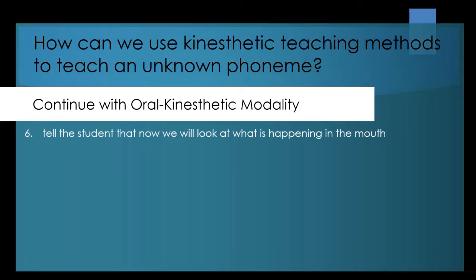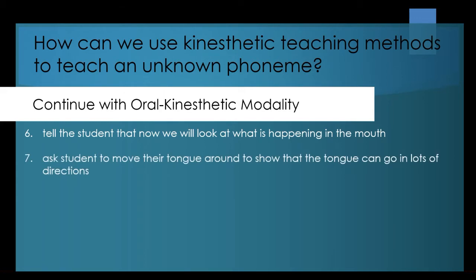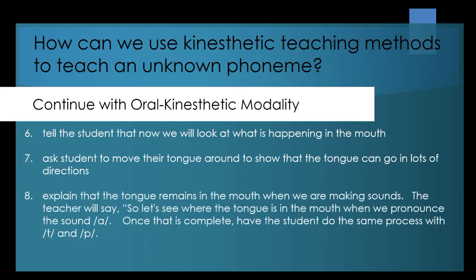We'll tell the student that now we want to look at what is happening in the mouth. Ask the student to move their tongue around to show the tongue can go in lots of different directions. Explain that the tongue remains in the mouth while we're making sounds, and say, so let's see where the tongue is in the mouth when we pronounce the sound ah. Is it resting on the bottom of the mouth? Is it at the top of the mouth? Does it move? Once that's complete, you'll have the student do the same process with t and p.